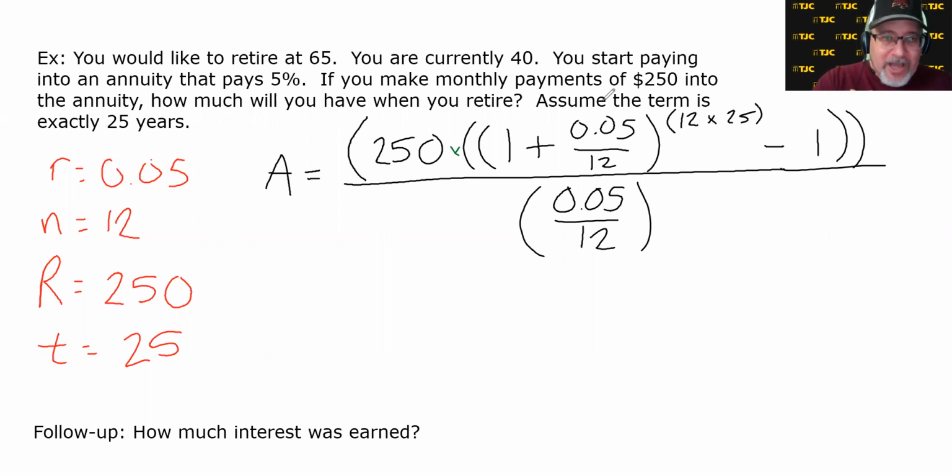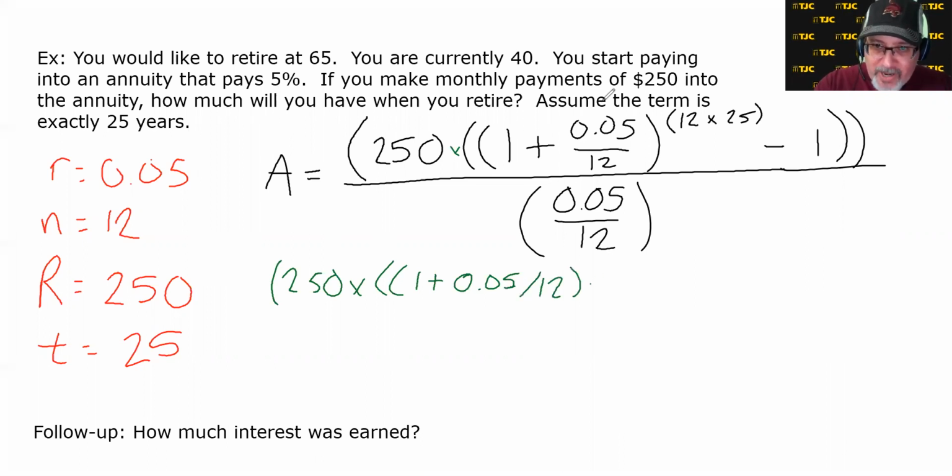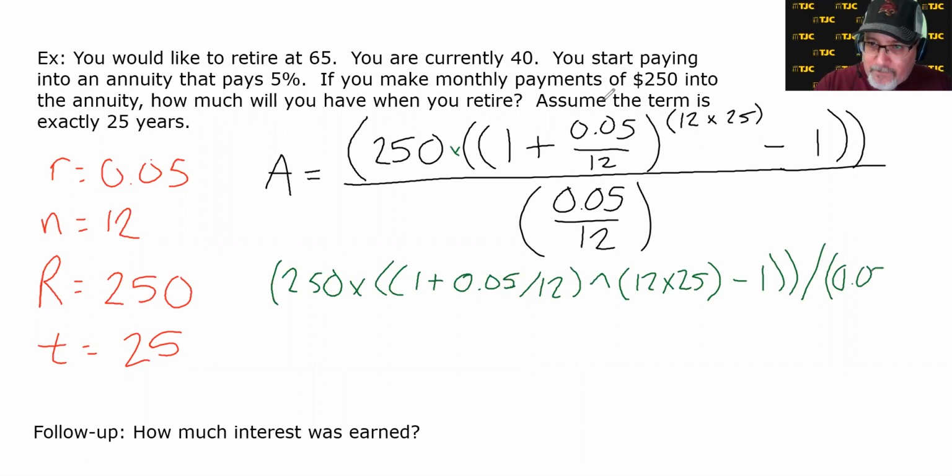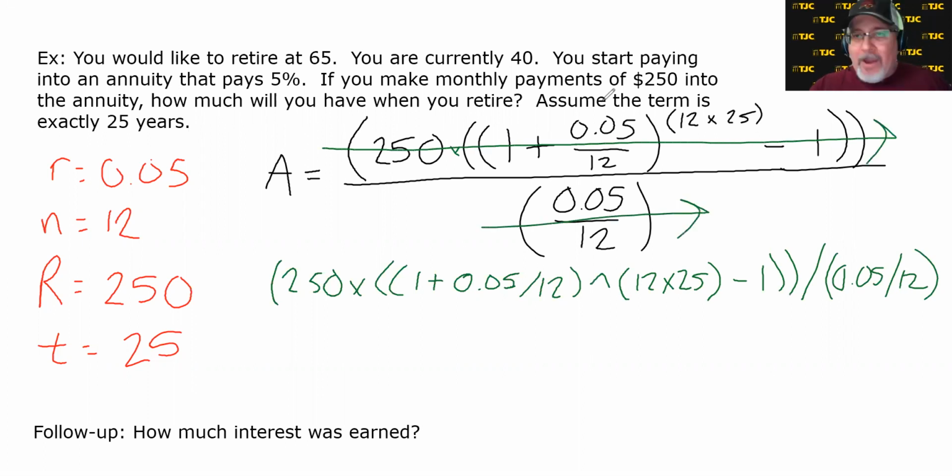So in your calculator, you would type open parentheses 250 times double open parentheses 1 plus 0.05 divided by 12, close parentheses, exponent button, open parentheses, 12 times 25, close parentheses, minus 1, double close, divided by open, 0.05 divided by 12, close. And all I did was literally read it left to right, top to bottom, and wrote down exactly what I saw.